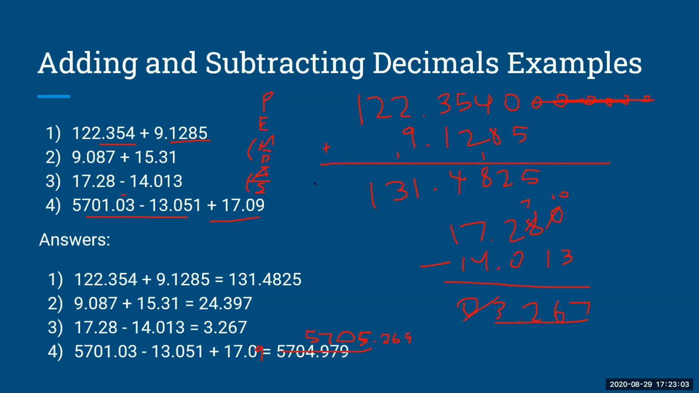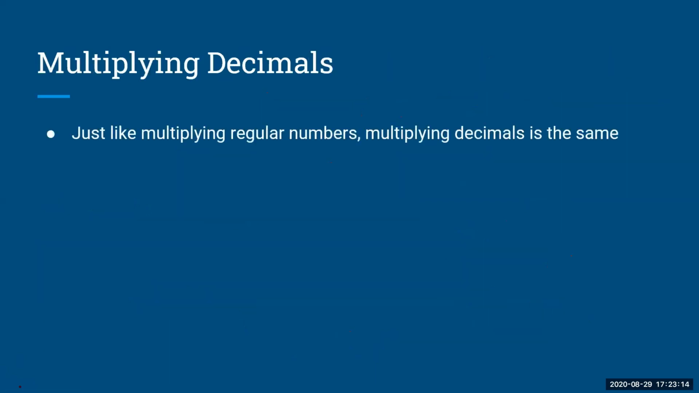You guys good? Yeah, so just line up the decimal places. You guys know how to do this. Line up the decimal places. Add any extra decimal slots if you need to. Any zeros. And yeah, that's it. All right, multiplying decimals, easy stuff.